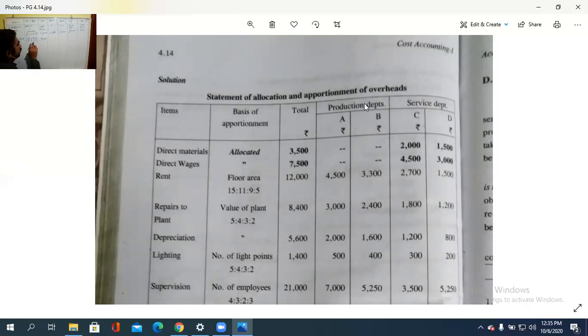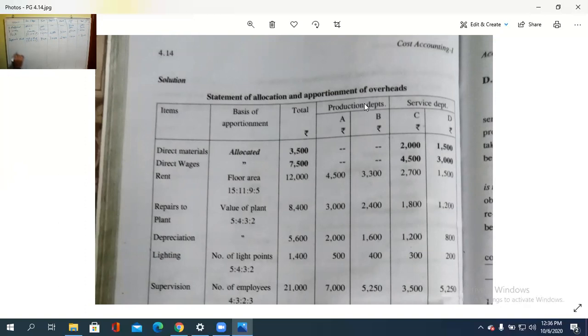8,400 into 5 by 14, 8,400 into 4 by 14, 8,400 into 3 by 14, and 8,400 into 2 by 14. So it is 3,000, then 2,400, 1,800, and 1,200.